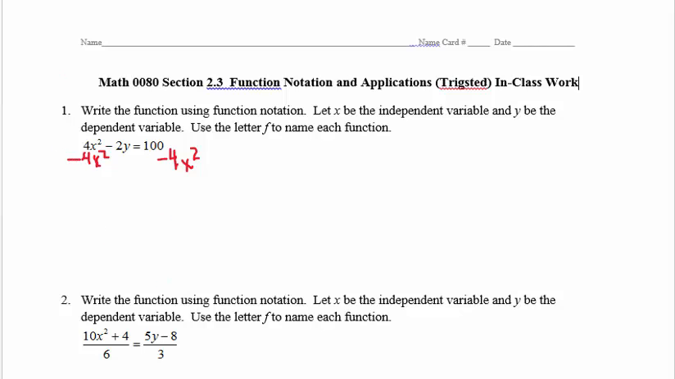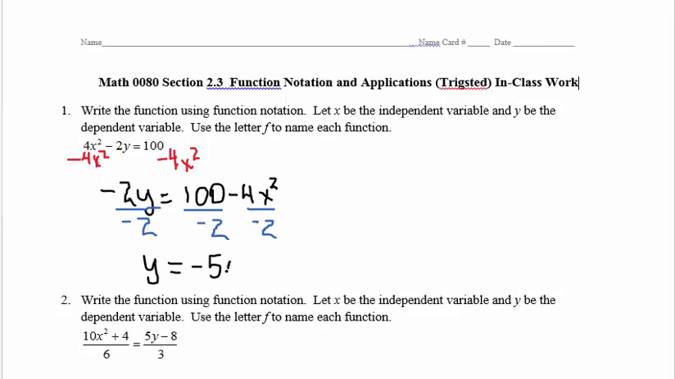We're going to subtract 4x squared from both sides of the equation. That leaves negative 2y equals 100 minus 4x squared. Divide each term by negative 2, and we get y equals negative 50 plus 2x squared. I replace y with f of x.